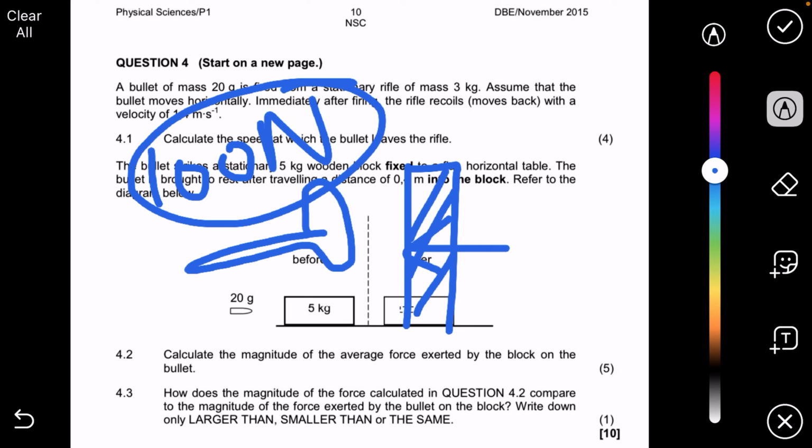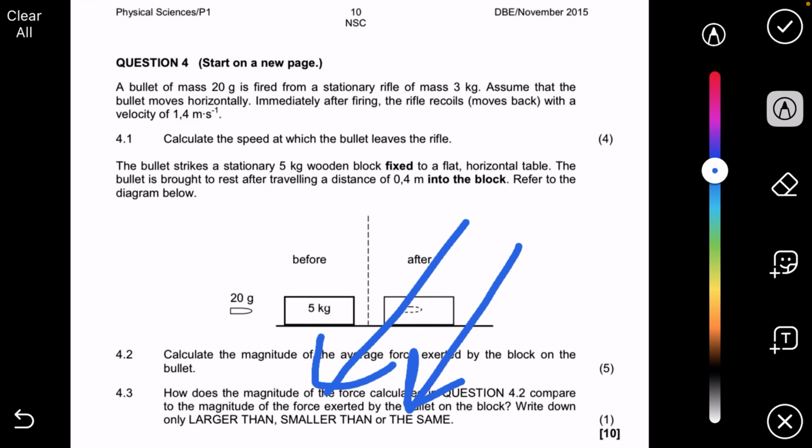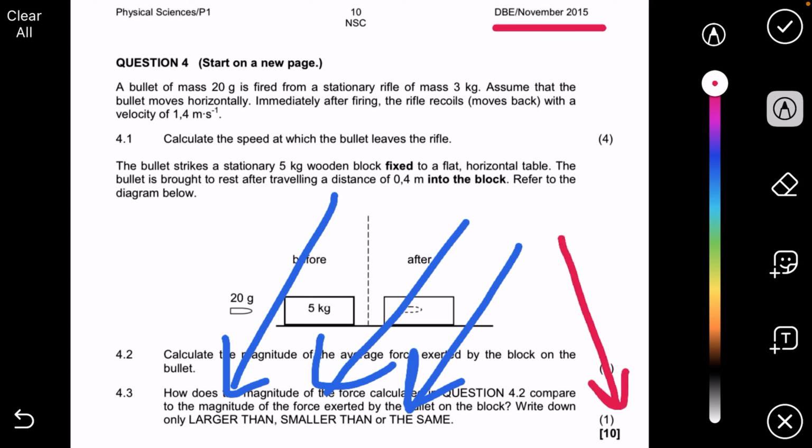I won't go deep into explaining that. You will just answer by choosing one of the options. I will go into detail when I solve this question. If you are writing this 2015 November exam question paper, for this question you're going to score yourself full marks. It's a very straightforward question.